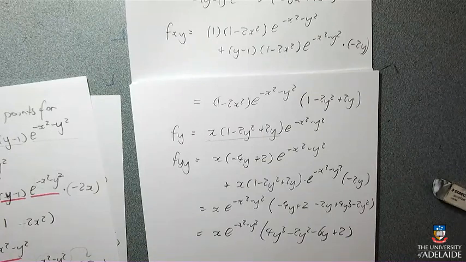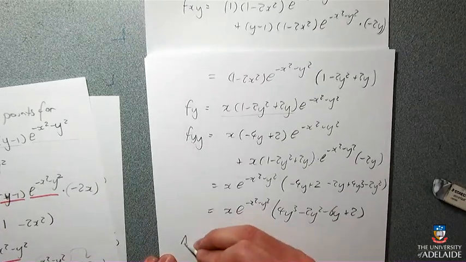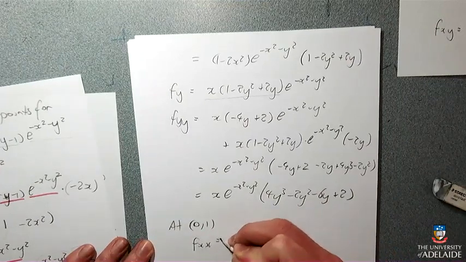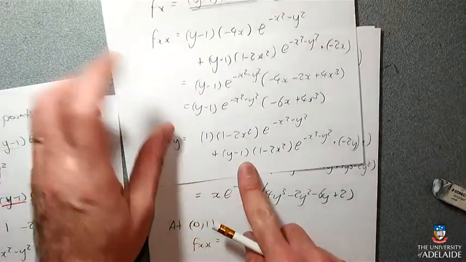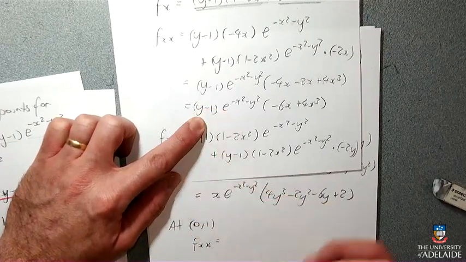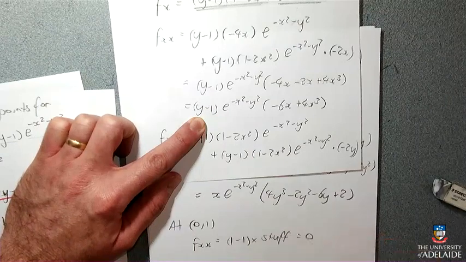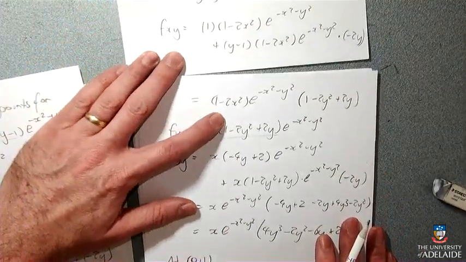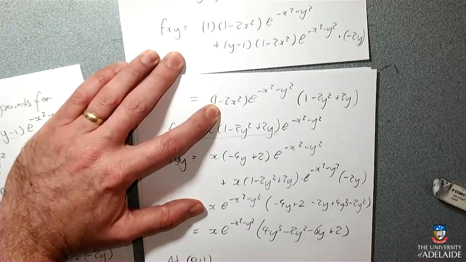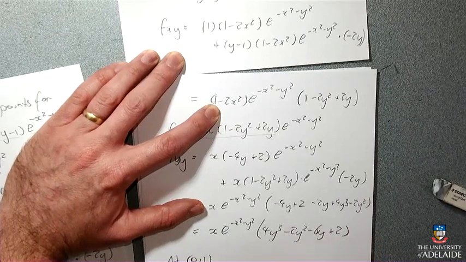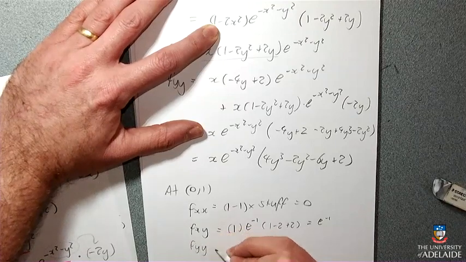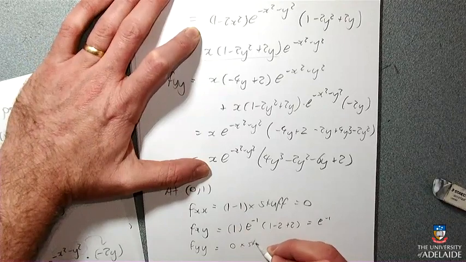Cool. So if I want to do these at some of these points, how about I just do one of them? So at 0, 1, fxx comes out to zero, because I've got a y minus 1. 1 minus 1 times stuff, which is 0. And the fxy comes out to one minus 0, e to the whatever it is, minus 1, and 1 minus 2 plus 2. Whoops, sorry. Okay. And fyy comes out to 0 times stuff, which is 0.